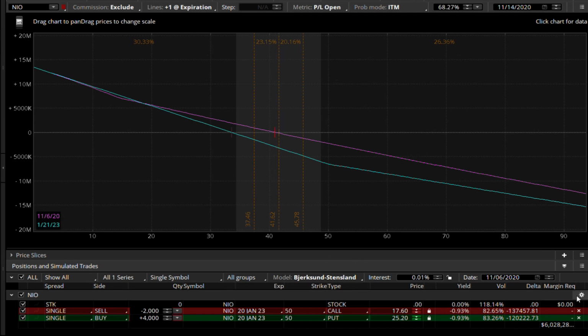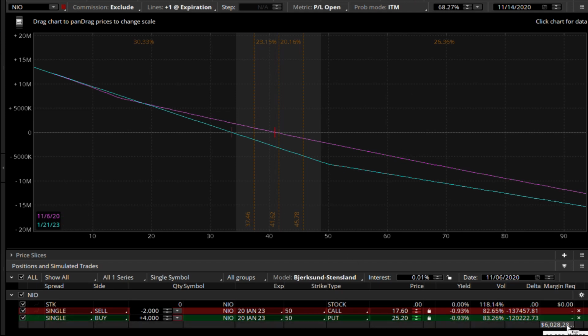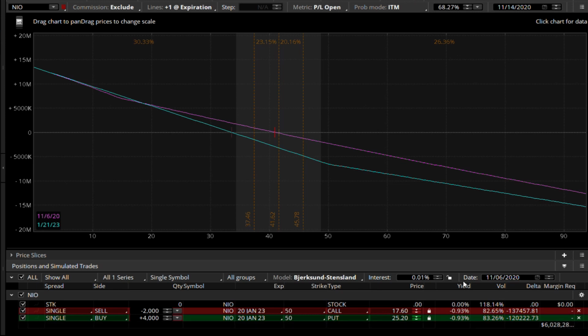So here is what this means. This trade requires $6 million in margin. Okay, so this is not a retail investor. $6 million in margin required to put this trade on.